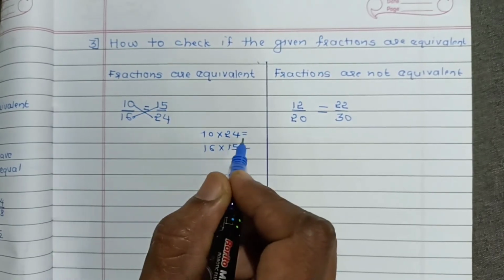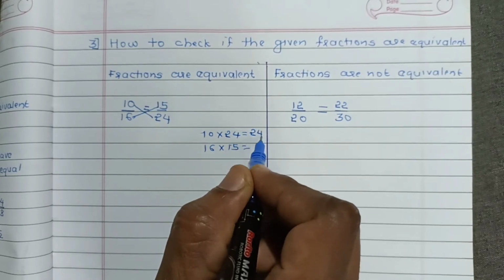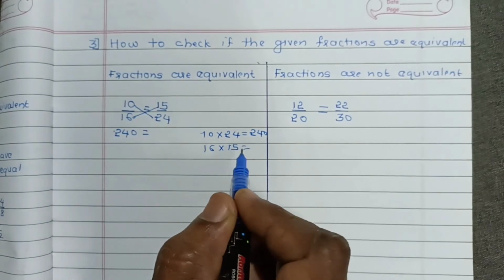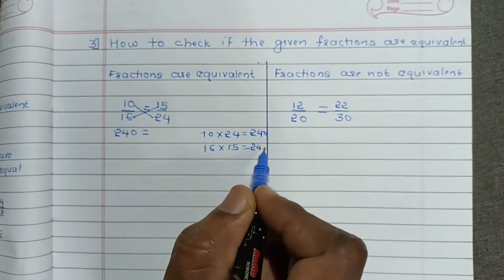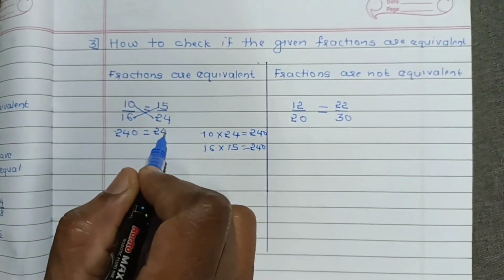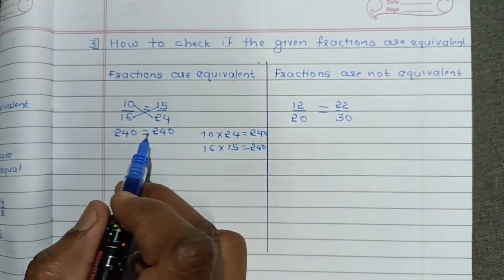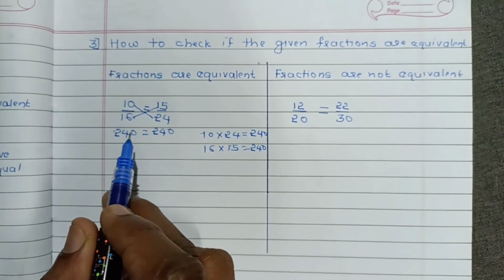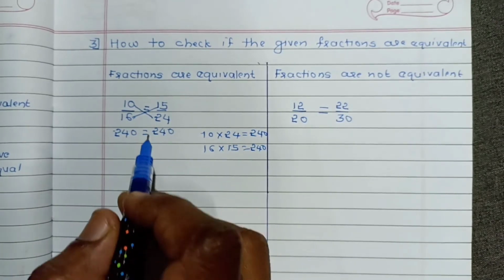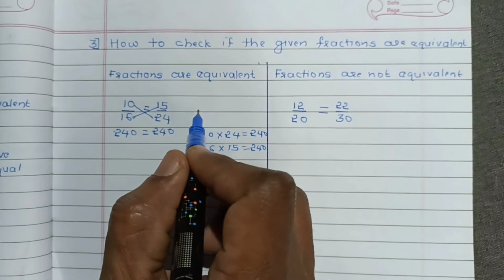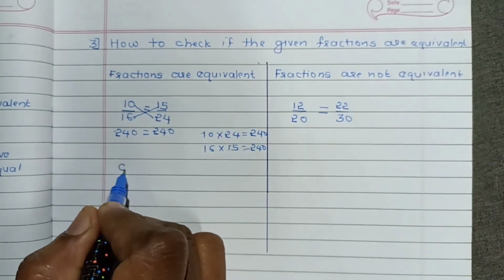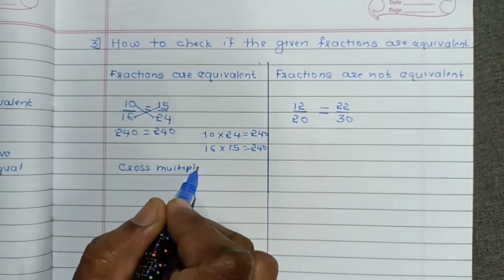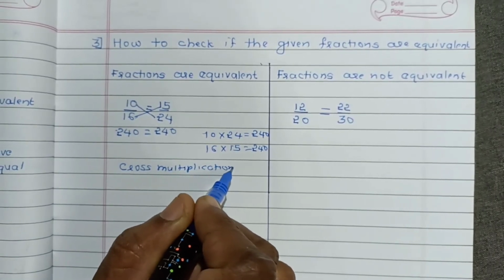If you multiply 10 into 24, you get the answer 240. Let me write here 240. Then 16 multiplied by 15, you get the answer 240. So on both sides we are getting the same answer. Therefore these fractions are equivalent. If you get a different answer, then these are not equivalent fractions. So this method is called the cross multiplication method.